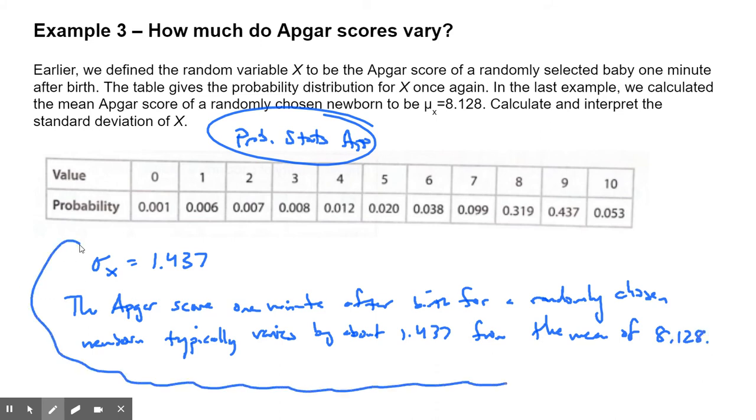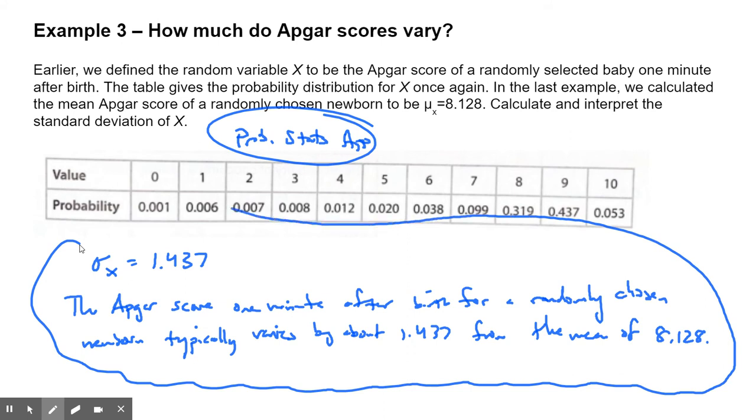Okay. Again, I know sometimes we don't read the word interpret or we like to avoid that. Interpreting is an important part of this class, right? You did nothing to find the values, so at least use your brain to interpret what the value means. Again, remember if there were units, we would include units, but there are no units. It was just the score. So the APGAR score, 1 minute after birth for a randomly chosen newborn, typically varies by about 1.437 from the mean of 8.128. And again, remember that standard deviation represents the spread, right? How spread your data is from the mean. All right, good luck on your homework.